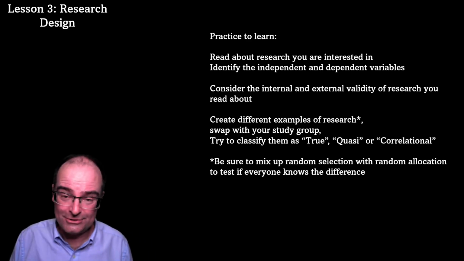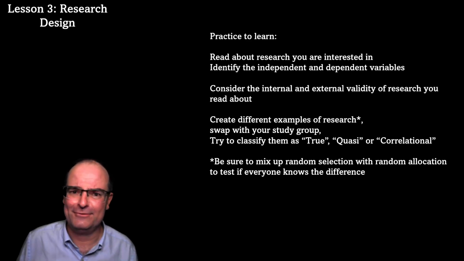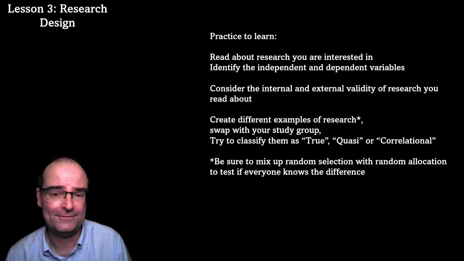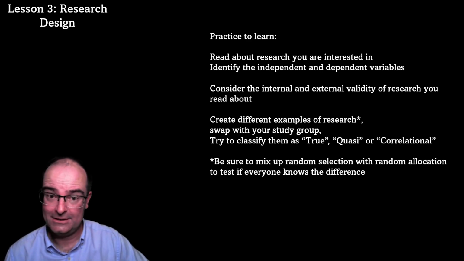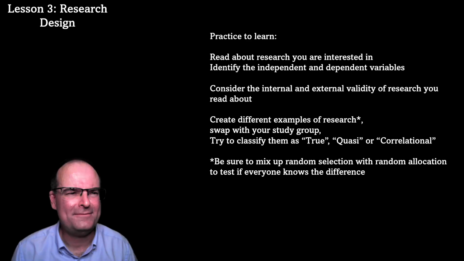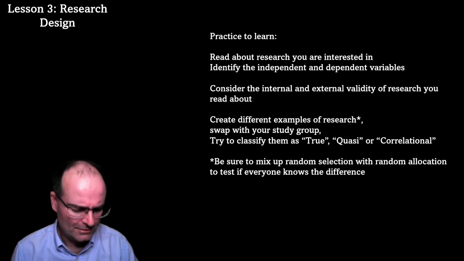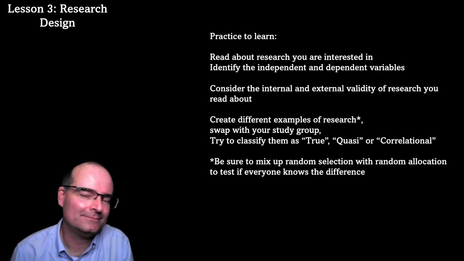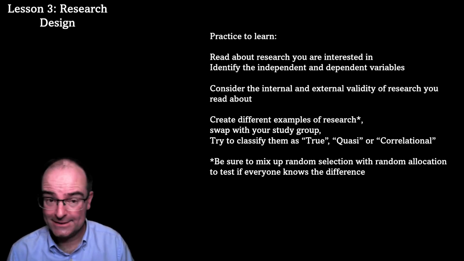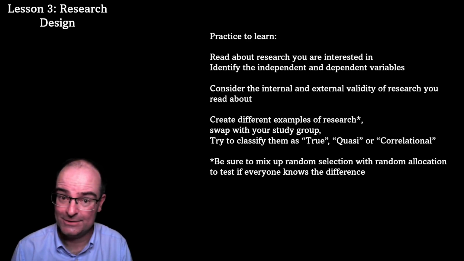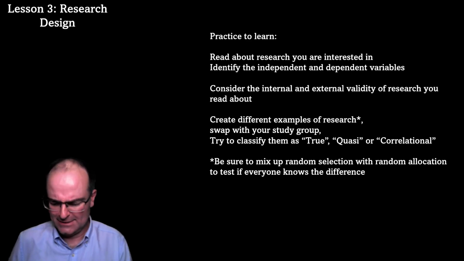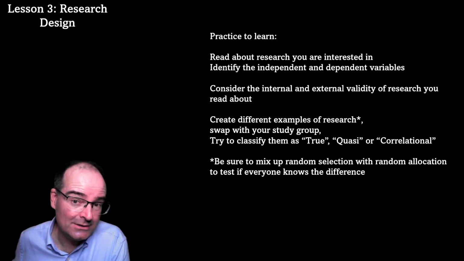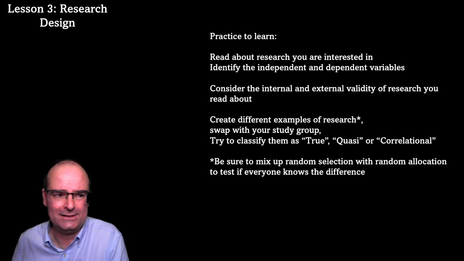Now that you're a psychology student, you can start reading about research that you're interested in. Don't wait for a lecturer to mention something you're interested in. Learn how to use databases, learn how to use PsycInfo, off you go. Find something you're interested in, and next time you're reading a paper, identify the independent and dependent variables. What are they manipulating? What do they think is the cause? And what are they measuring? What's the dependent measure? Consider the internal and external validity of the research you're reading about. How strong are the causal inferences that are being made, internal validity? How generalizable are these findings to the wider community, external validity?